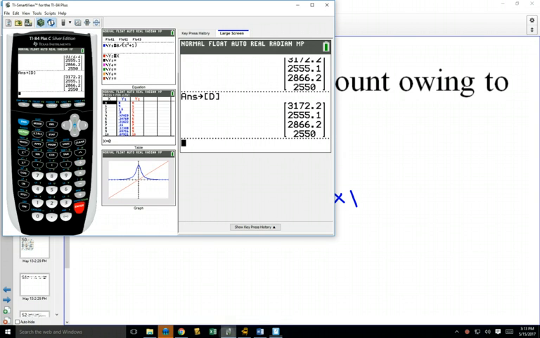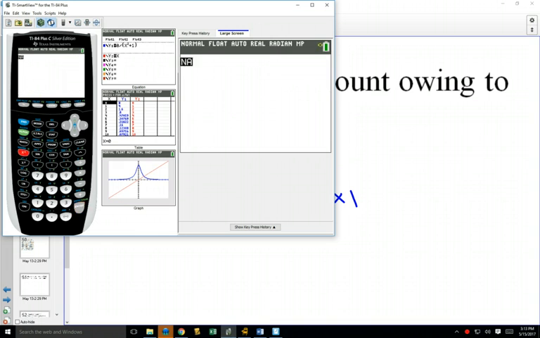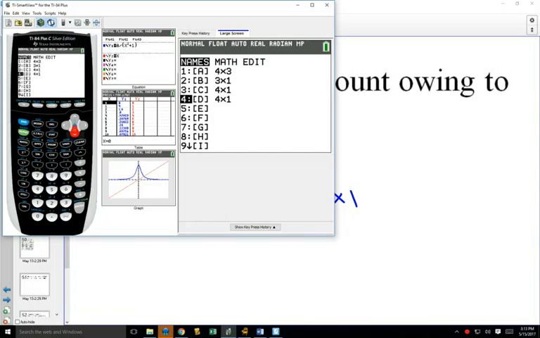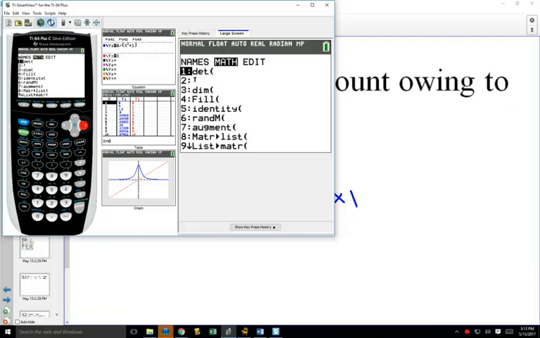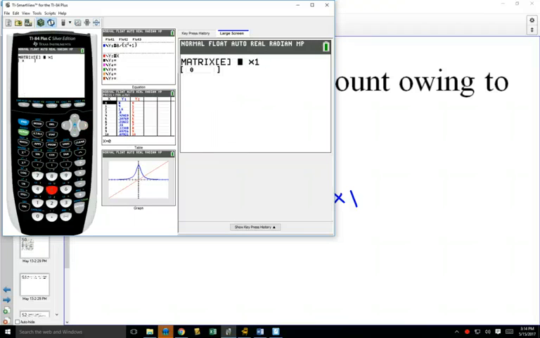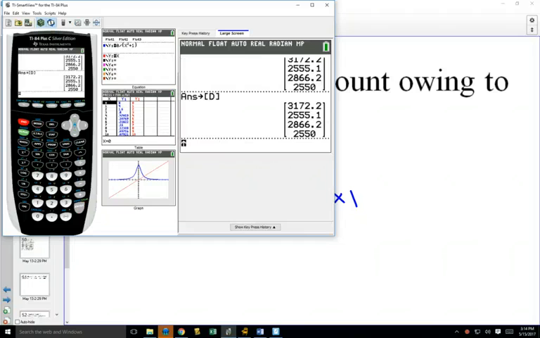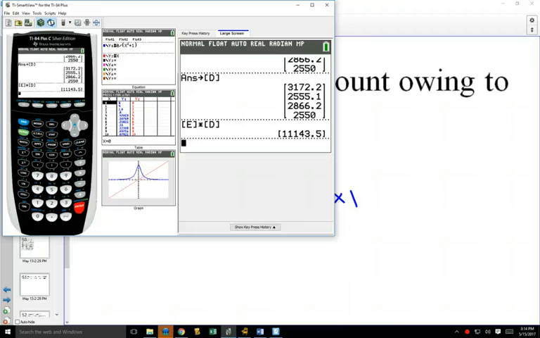But if we wanted to, we could go to our matrix. We could make matrix E, a 1 by 4 with all ones. And when you take matrix E and multiply it by matrix D, it adds them all up and we get the total amount owing to the company.